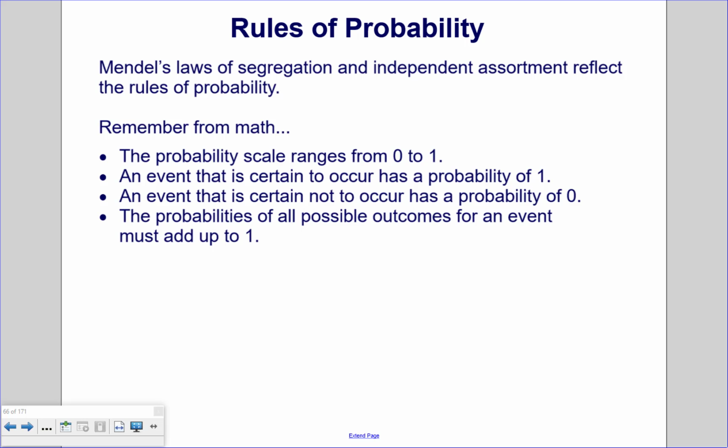Rules of probability. Mendel's laws of segregation and independent assortment reflect the rules of probability. Remember from math, the probability scale ranges from 0 to 1. An event that is certain to occur has a probability of 1. An event that is certain not to occur has a probability of 0. And the probabilities of all possible outcomes for an event must add up to 1.